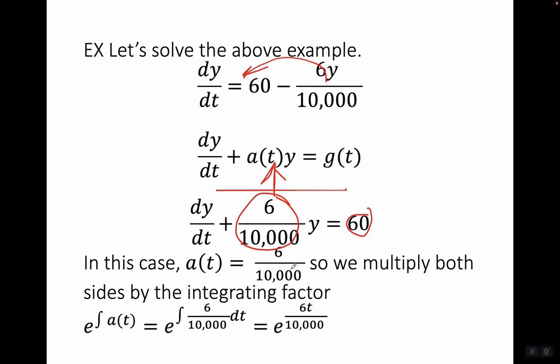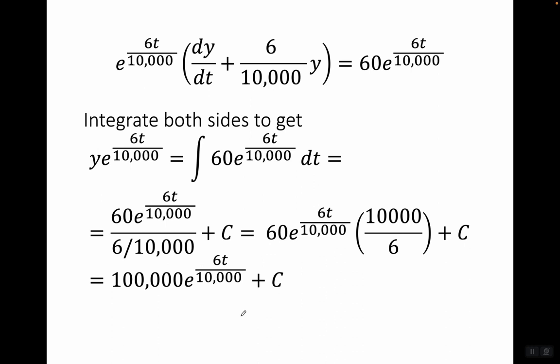So we multiply both sides by the integrating factor, e to the integral a of t. So we have e to the integral 6 over 10,000 dt, because a of t is 6 over 10,000. The antiderivative of 6 over 10,000 is 6 over 10,000 t, in other words, 6t over 10,000. So we multiply both sides by the integrating factor, e to the 6t over 10,000, on both the left and the right sides. We integrate both sides to get this.